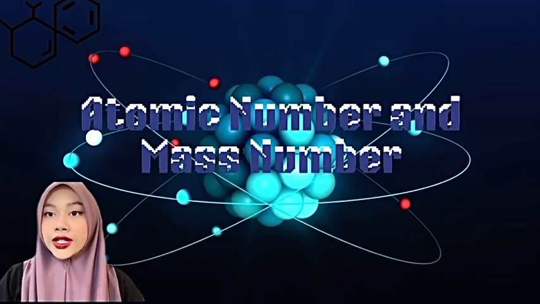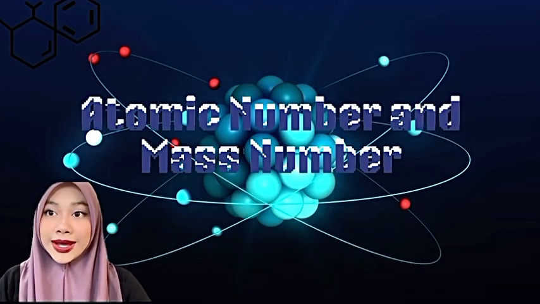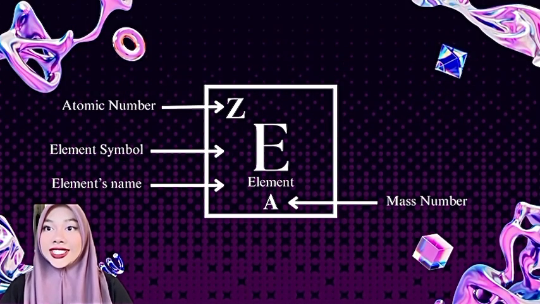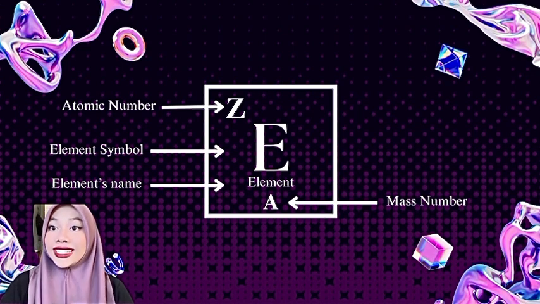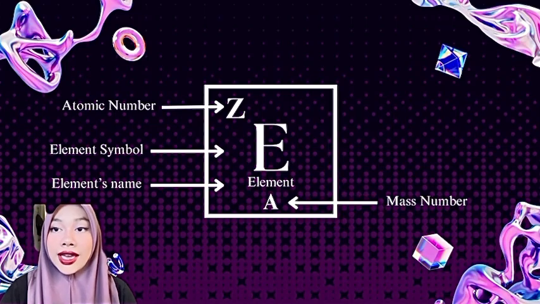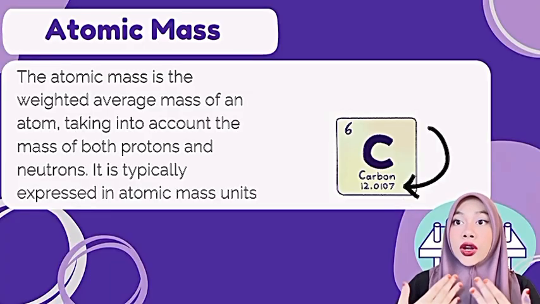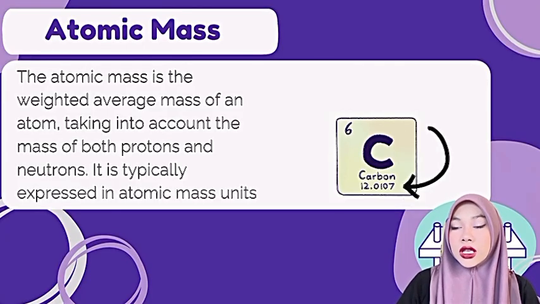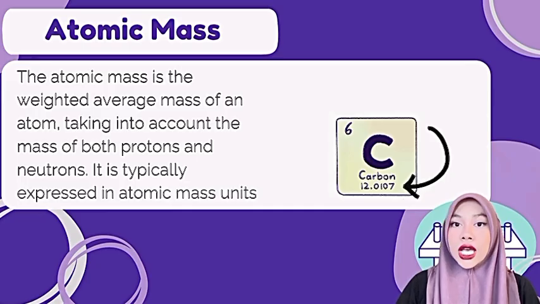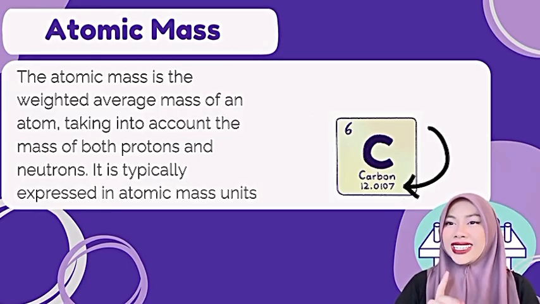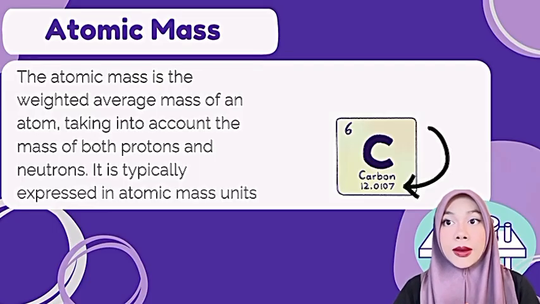Next thing, we are going to learn about atomic number and mass number. As we can see from this example, the letter Z is the atomic number, the letter E is the element symbol, and under it is the element name, and A is the mass number. The next thing we are going to learn is about atomic mass. The atomic mass is the weighted average mass of an atom, taking into account both protons and neutrons. It is typically expressed in atomic mass units.